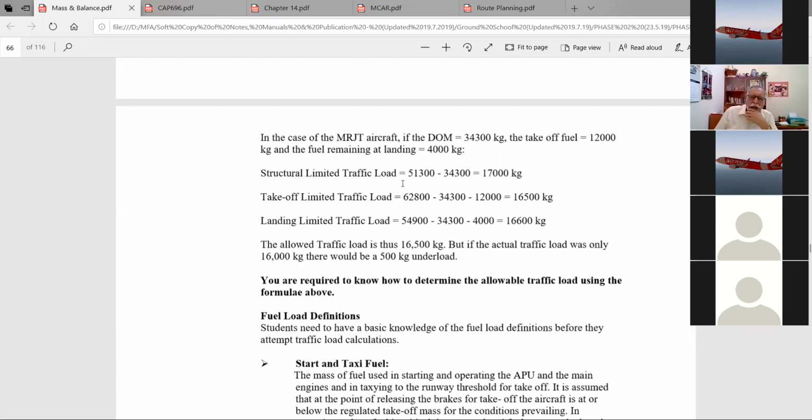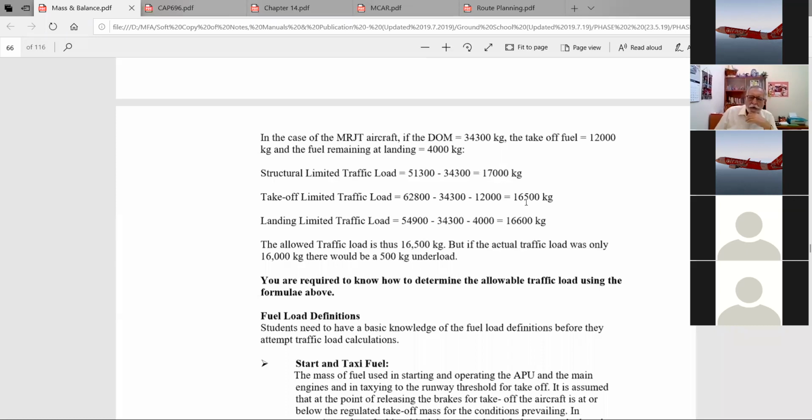Allowable traffic load. So it is zero fuel mass minus DOM. It is 17,000 kgs. My takeoff limited traffic load is regulated traffic load. If there is no regulated traffic load, then you have a takeoff mass. You have your structural limited takeoff mass minus DOM minus your remaining fuel. Okay, then you have your landing limited traffic load: regulated landing mass minus DOM minus remaining fuel. Now the lowest of these three is your allowable traffic load.